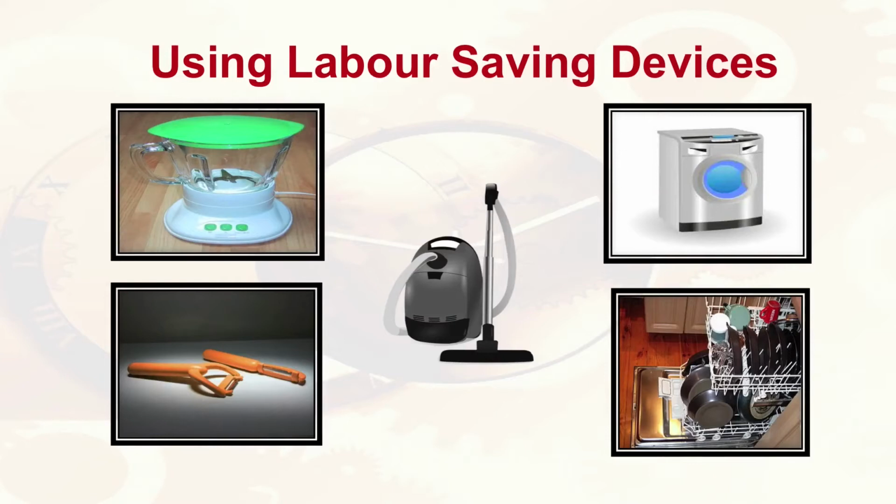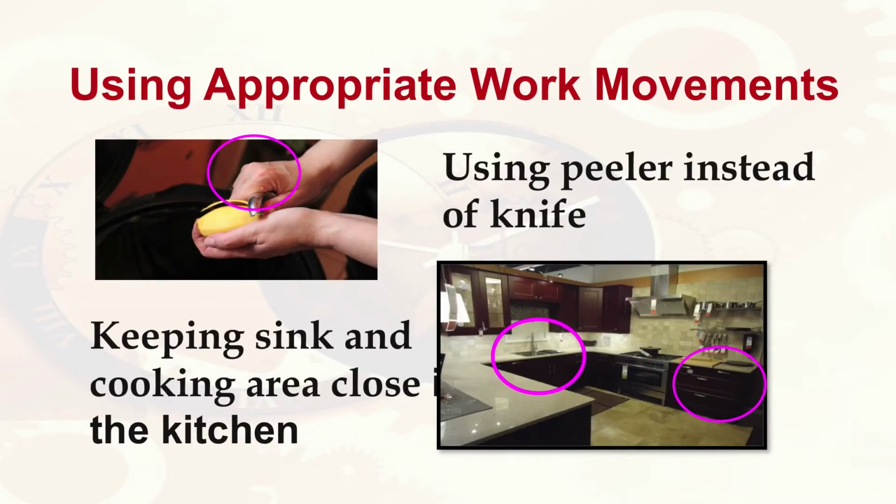You can use many types of labor saving devices. The mixer is there, the peeler is there, the washing machine is there, the rack is there. You can dry the washed utensils at the same time, and the cleaning can also be done by the electrical cleaner. Now, you can also use the appropriate work movement.